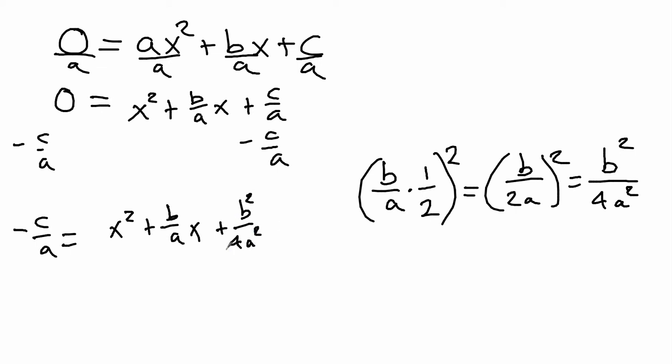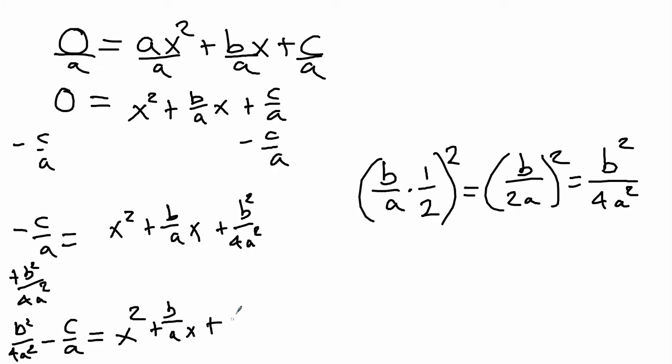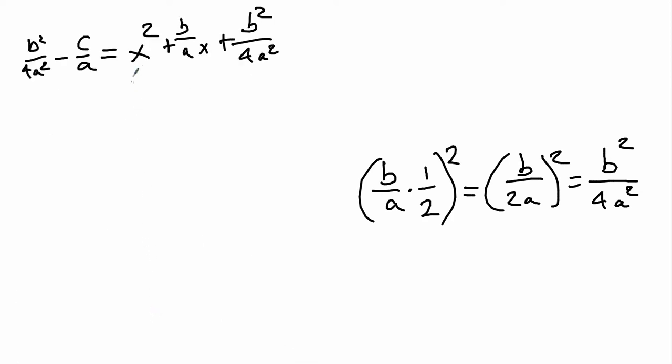If we add it to this side of the equation, we also have to add it to this side of the equation. And so now we have b squared over 4a squared minus c over a equals x squared plus b over a x plus b squared over 4a squared. Okay, now I'm going to move this up and continue to simplify.